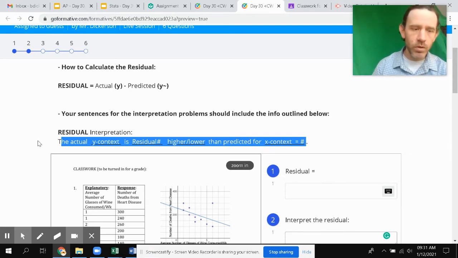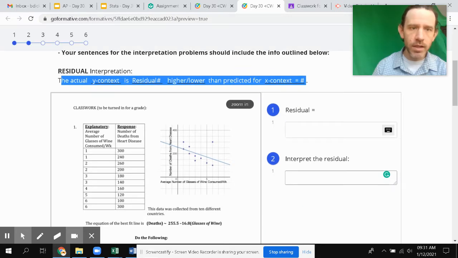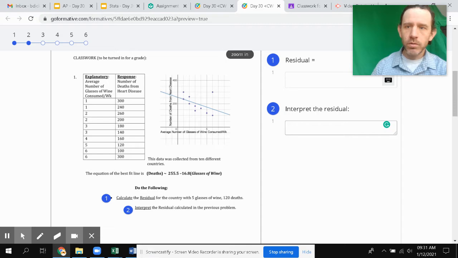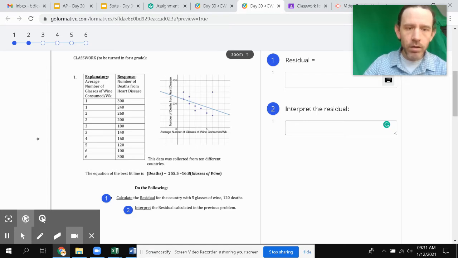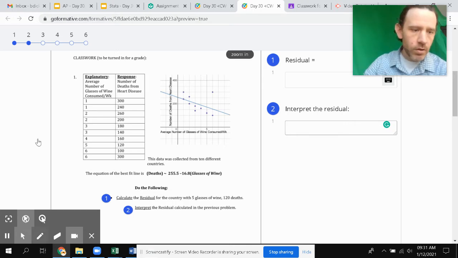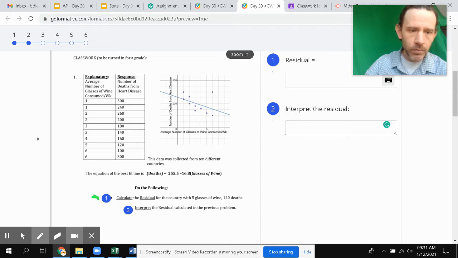So what is that number that you calculated? What does that actually mean? All right, so let's take a look at number 1 and number 2 as our example to work through. All right, the things that you want to notice here are the equation of the best fit line. So that's going to be important. And then what value or what point are we calculating a residual for?